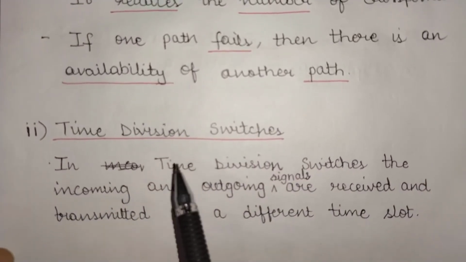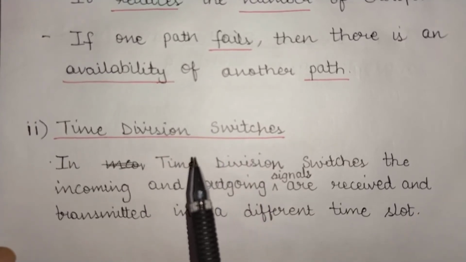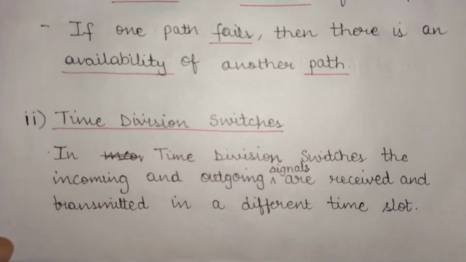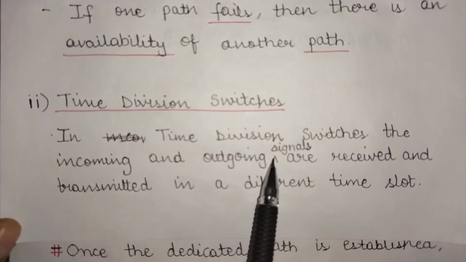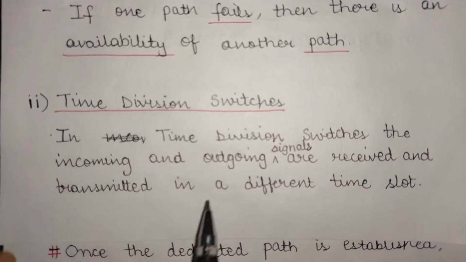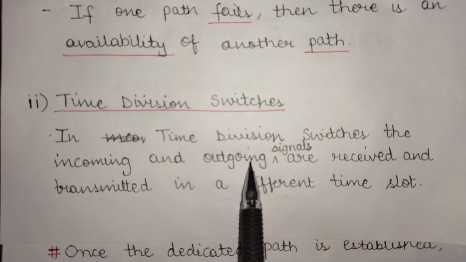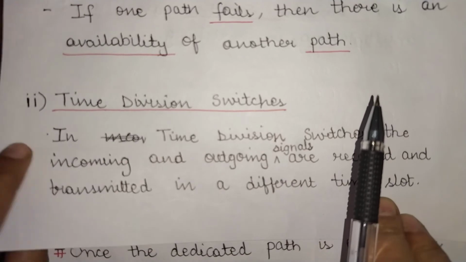Right? So we have talked about space division switching, or space division switches. Now another subcategory of circuit switches is your time division switches. So what are time division switches? Basically, in time division switches, the incoming and outgoing signals are received and transmitted in different time slots. So we can say that time division switches work on the concept of time division multiplexing. So the incoming signals and the outgoing signals are received and transmitted at different time slots and not at the same time.